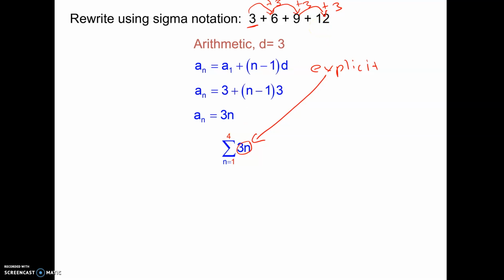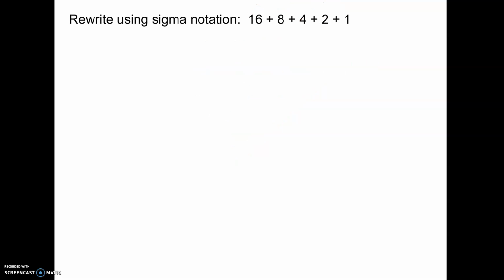All right, let's move on. So again, I have a finite sequence and they want you to write it using sigma notation. First, I check to see if it's arithmetic. Well, to go from 16 down to 8, I'd have to subtract 8, but then if I subtract 8 from 8, I don't get 4. So it's not arithmetic. Let's see if it's geometric.